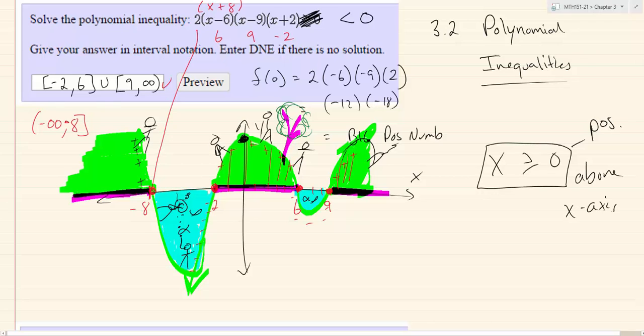x-axis. So I just interpret that to mean above sea level. Sea level is 0, assume that's 0 altitude. So above sea level means you're above it. So that's why the gap between 6 and 9 is not included, because it's below sea level. It's where you're less than 0. You're below sea level. Your altitude would be negative.